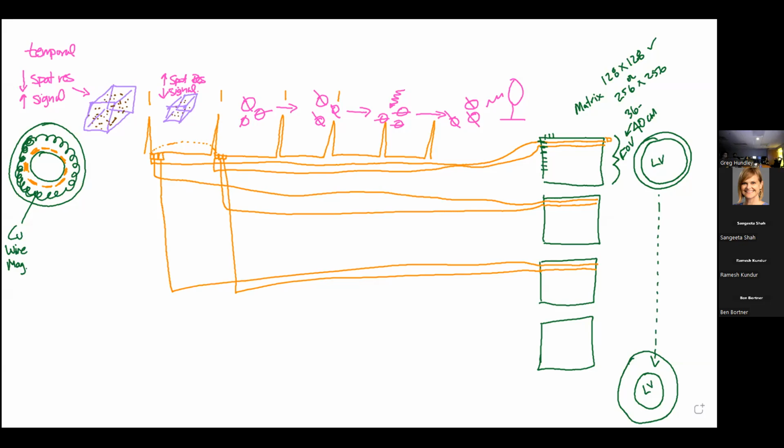But now we got to get back to our other problem. Okay, we've got a relatively low spatial resolution here, right? We've got a 36 centimeter field of view with only 128 lines in there. How are we going to deal with that?